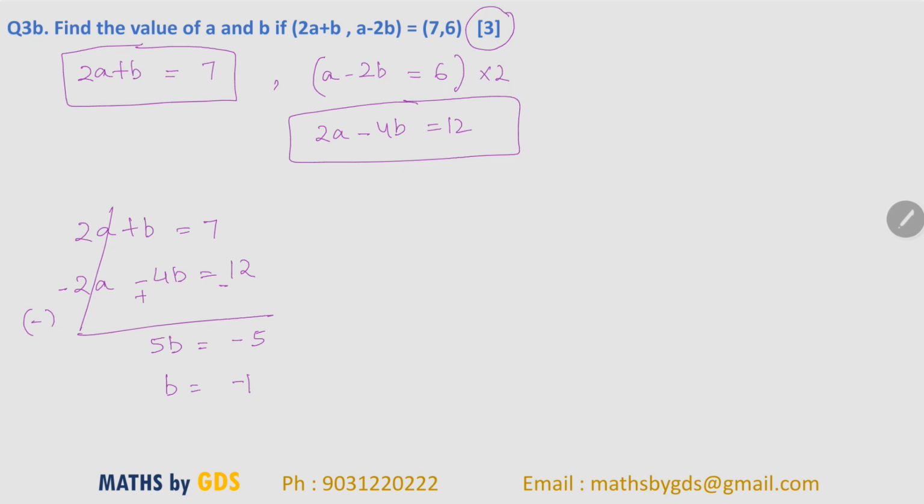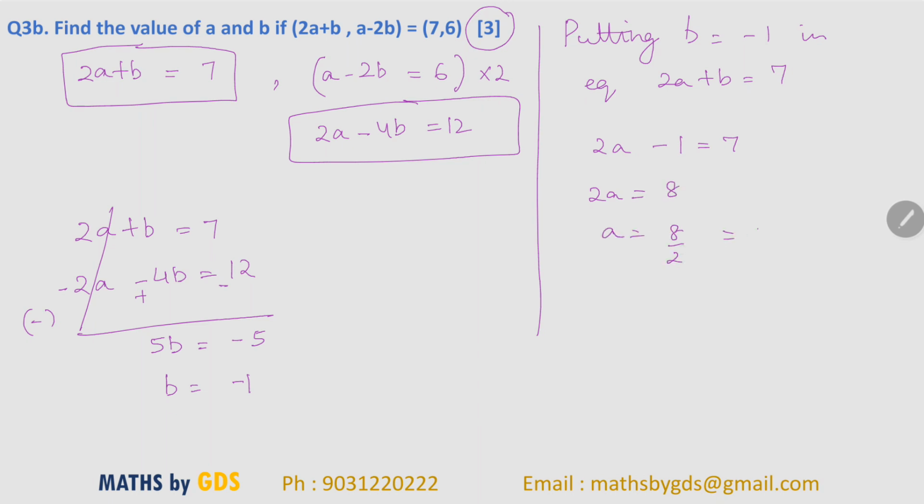We put the value of b in any of the equations to find the value of a. So we write, putting b is equal to negative 1 in equation 2a plus b is equal to 7. So 2a minus 1 is equal to 7. 2a is equal to 8, a is equal to 8 by 2, that is 4. So ultimately a is equal to 4, b is equal to negative 1. This is going to be our answer.